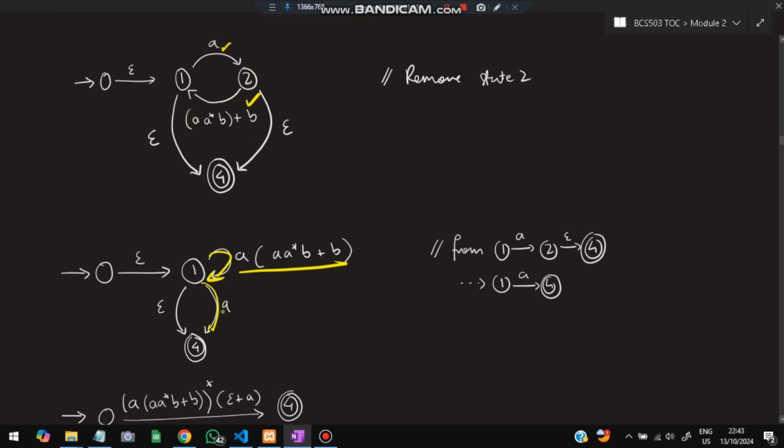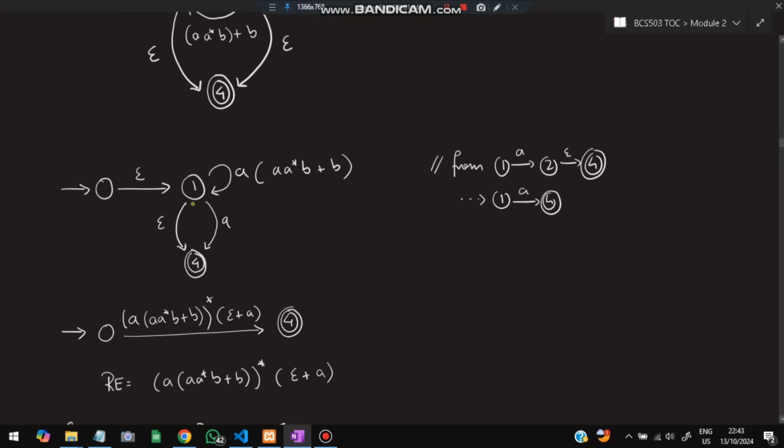After that, this is going here, and now I have to eliminate 1. If I eliminate 1, what will happen? I take epsilon here, and this whole thing is happening n number of times, so I'll consider that here. After that, in this place I have two options, either go through epsilon or go through A. Along with this n number of times, I take epsilon or A, and reach the final state. So this is my regular expression.